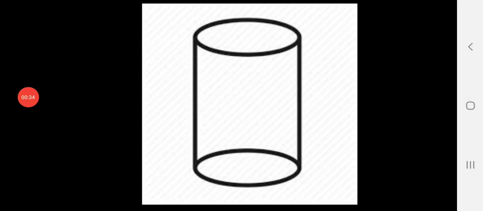So here is my object. What is it? Yes, it is a glass and the shape of the glass is called a cylinder. Now let's see how we can make a cylindrical shape.